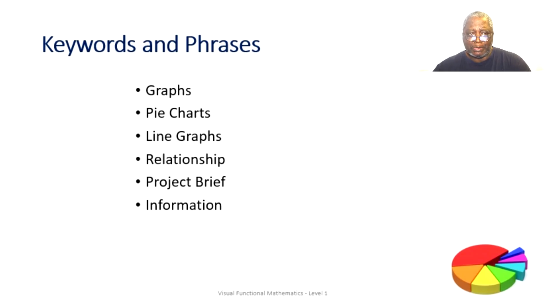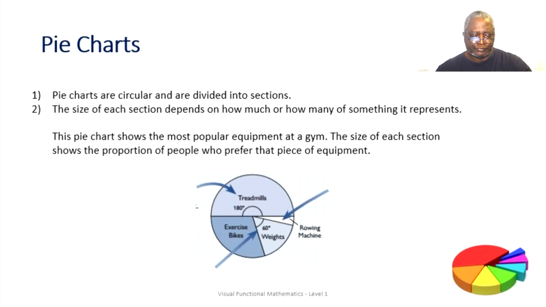These are words you probably have used time and time again, but this time you're going to dwell on them for a little while when you're doing your questions on each topic we do. Let's begin with pie charts. Pie charts are circular and are divided into sections. The size of each section depends on how much or how many of something it represents.